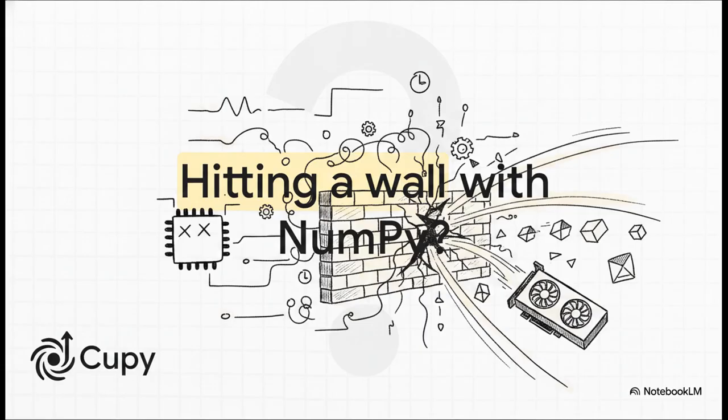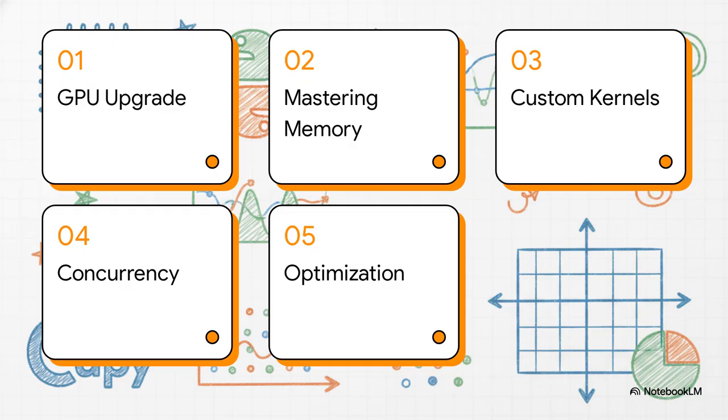It's built specifically to take that familiar NumPy syntax you already know and completely turbocharge it by running it directly on your graphics card. So here is our roadmap for this explainer. We're going to escalate your mastery level by level. First, the GPU upgrade. Second, mastering memory. Third, crafting custom kernels. Fourth, concurrency and sparse data. And fifth, performance optimization. Let's jump in.